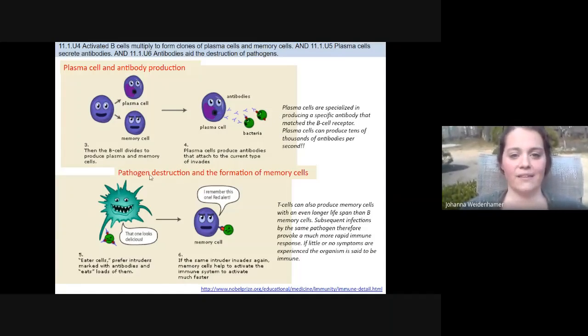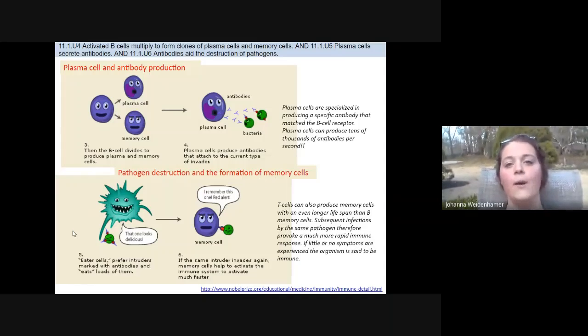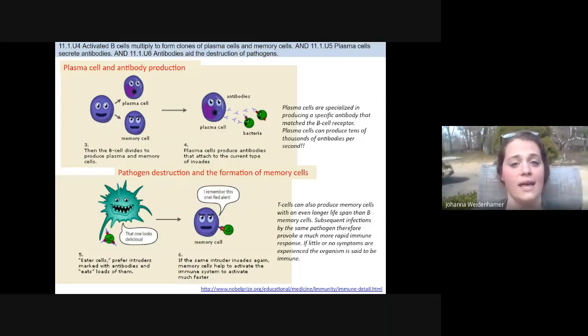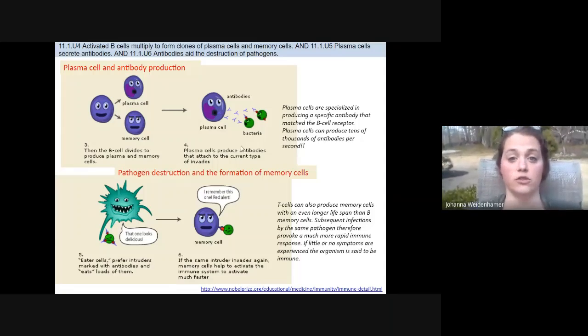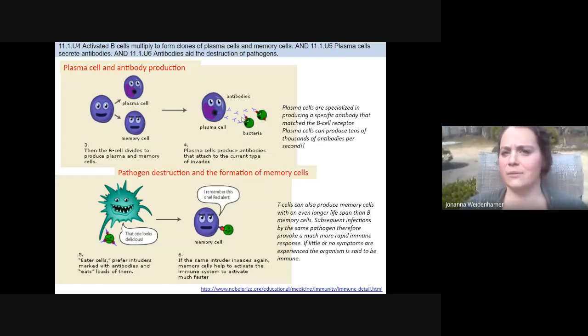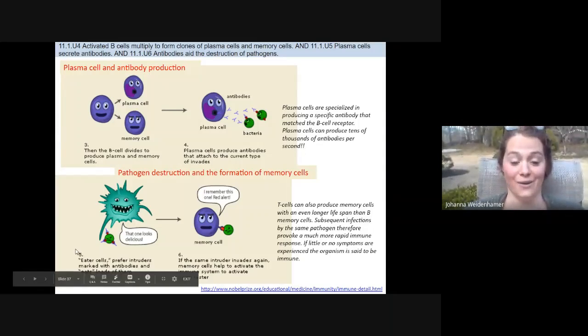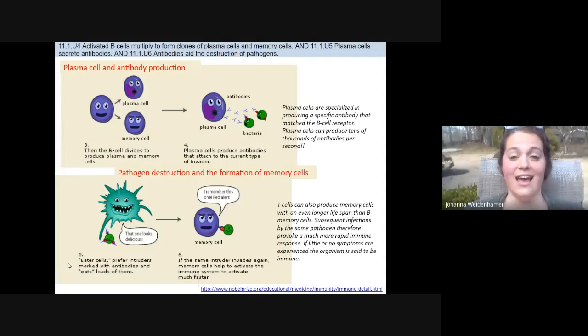Now let's take a look at pathogen destruction and the formation of memory cells. Okay, so we've now made antibodies by that plasma cell. What's the next step? What is our body going to do next? They've released the antibodies, and you can see in the picture up here, the antibodies are connected to the bacteria. So now that that happens, how are we going to get rid of the bacteria? Now we have eater cells, and eater cells prefer intruders marked with antibodies, and they're going to eat them or engulf them.